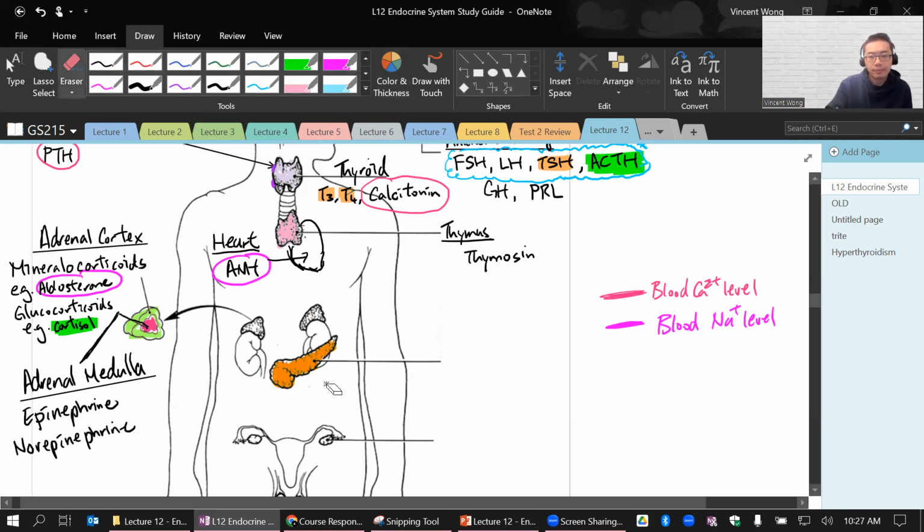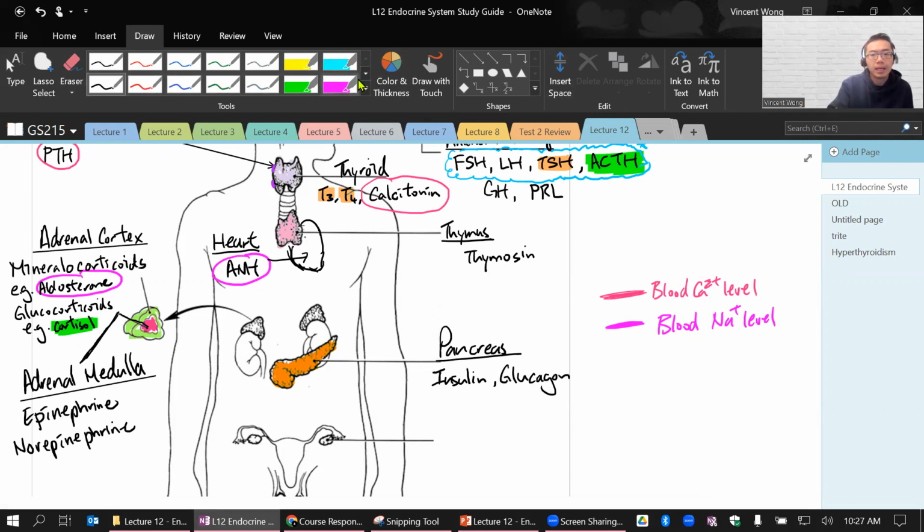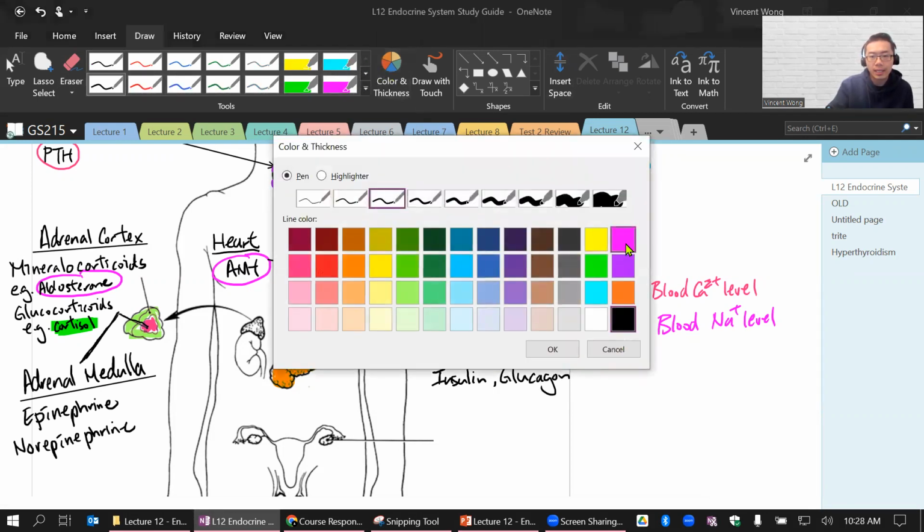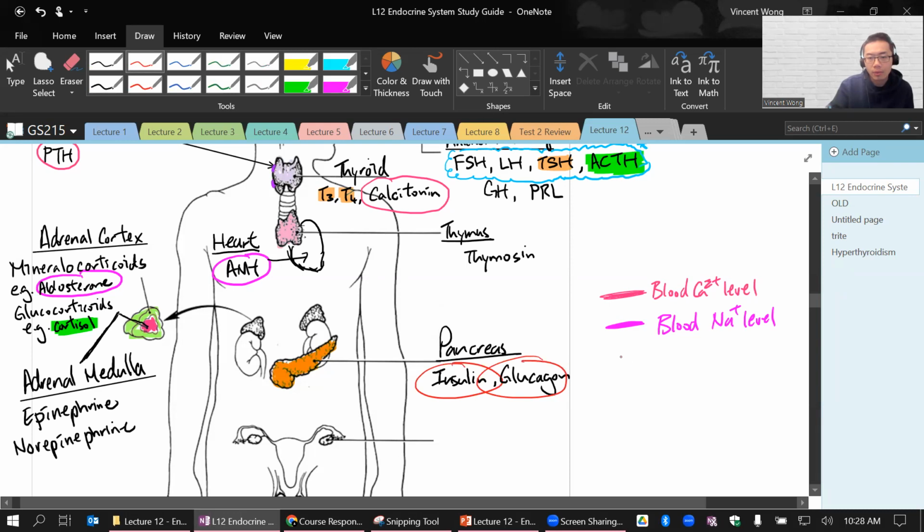Okay, we're almost there. Hang in there. We have the pancreas here. Pancreas releases the insulin and glucagon. Insulin and glucagon. And of course, that is yet another set of antagonistic hormones. This one is for blood glucose level, right?